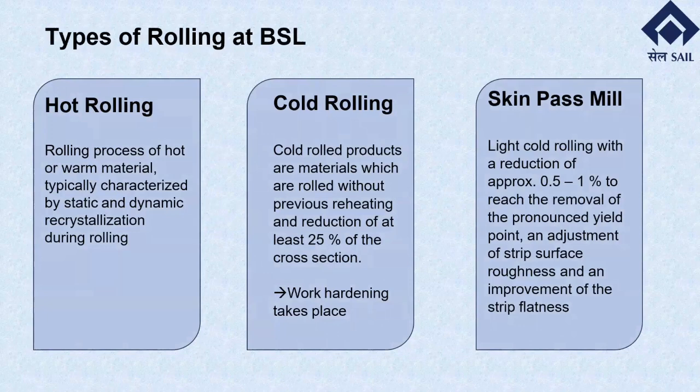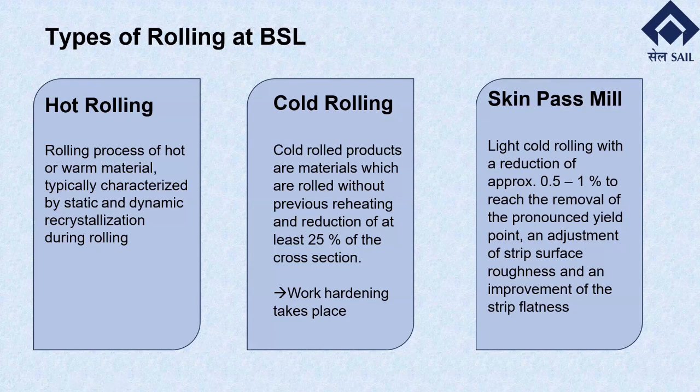Now coming to types of rolling at BSL, we have hot rolling, which gives input to CRM3. Then we have cold rolling and we have a skin pass mill at CRM3. In hot rolling, we roll the slabs which we get from the continuous casting shop or steel melting shop at a temperature around 1100 degrees Celsius. And it is done above the recrystallization temperature. That is why it is called hot rolling.